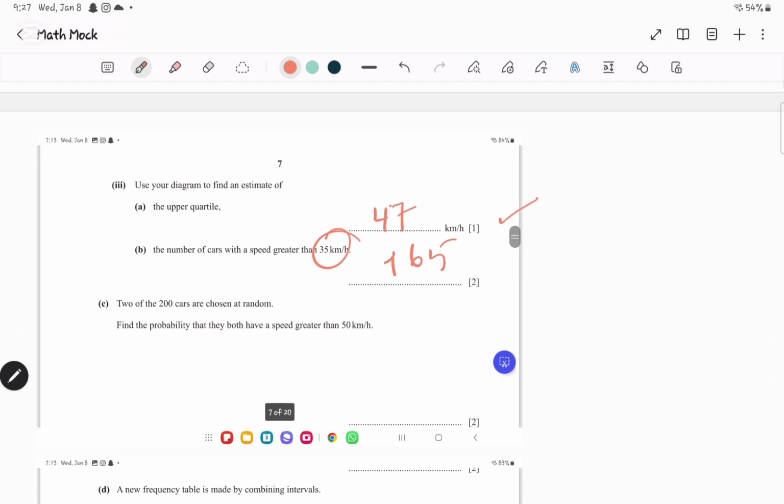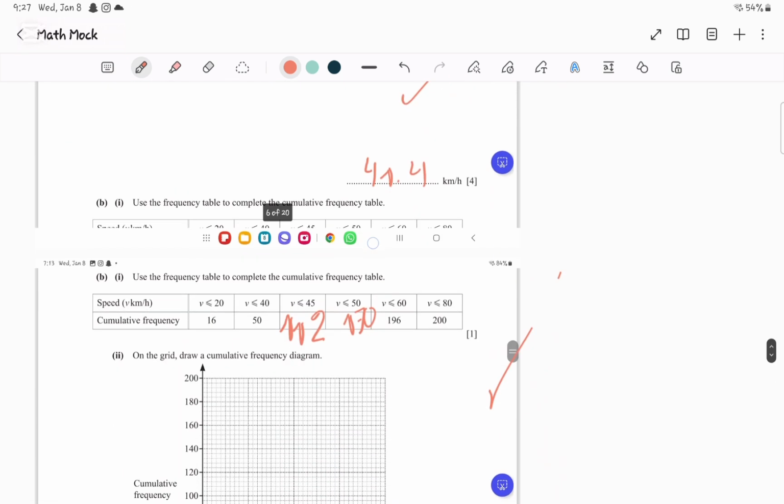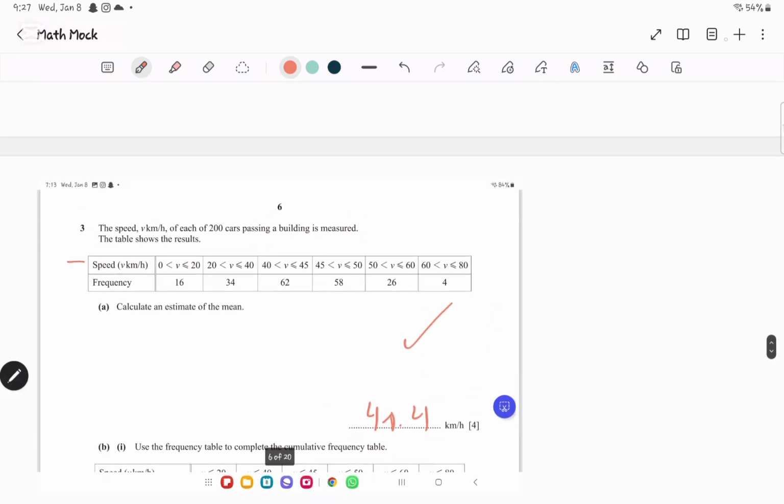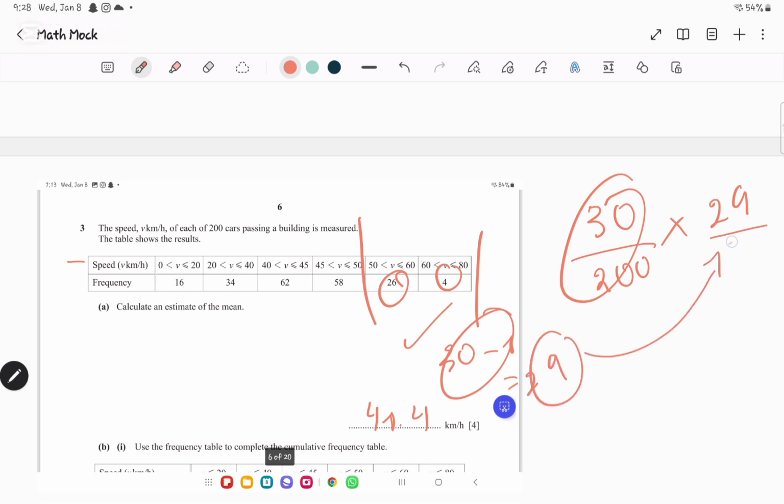Two of the 200 cars are chosen at random. Find the probability they both have a speed greater than 50 kilometers per hour. A speed greater than 50 has 26 plus 4, which is 30. So 30 divided by the total, 200, multiplied by 29, because we took away one car from the original 30. And the number of cars decreases, so it is 199.